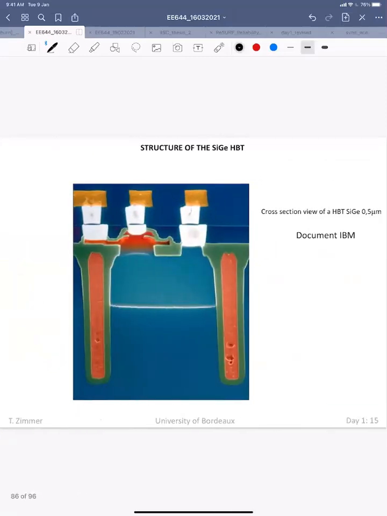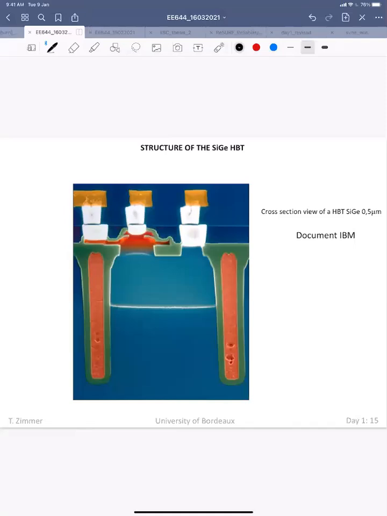So this is a typical HBT TEM cross section. This is taken from IBM. Actually, I have taken these slides from Thomas Zimmer, University of Bordeaux, because he presented about HBTs in one of the meetings in India. So I have taken his slides.